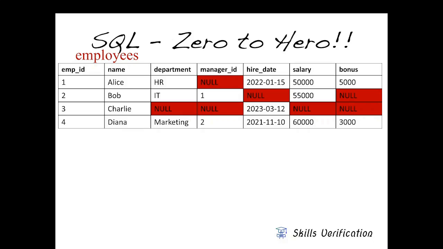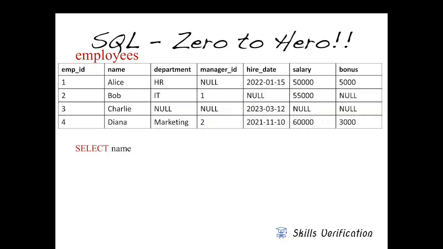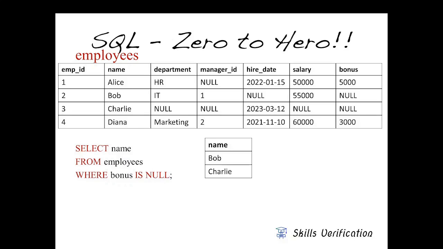When we graduate from writing queries as analysts to designing actual databases, we'll understand why certain columns like Employee ID typically don't allow null values. For now, let's focus on working with null in queries. If I wanted to select the names of employees whose bonuses are unknown, I would use the query select name from employees where bonus is null. This will output Bob and Charlie, since they're the ones whose bonuses are null or unknown.